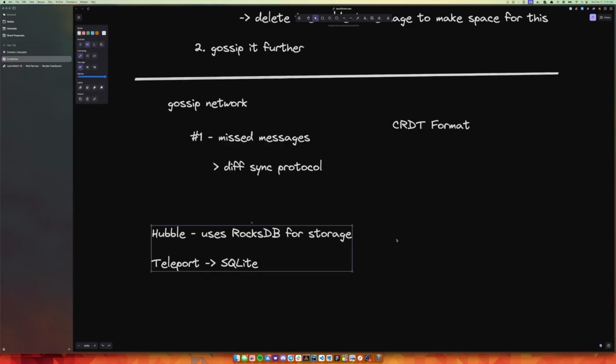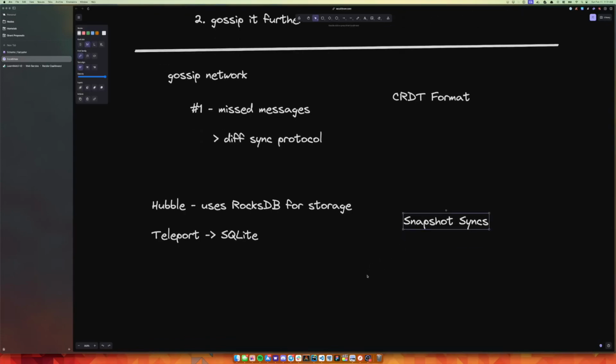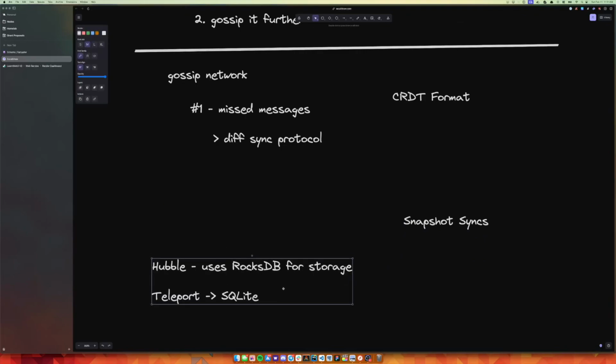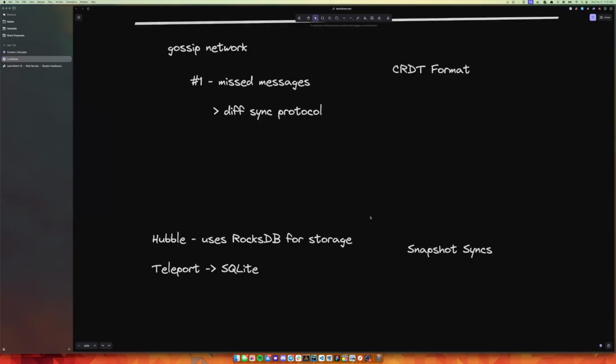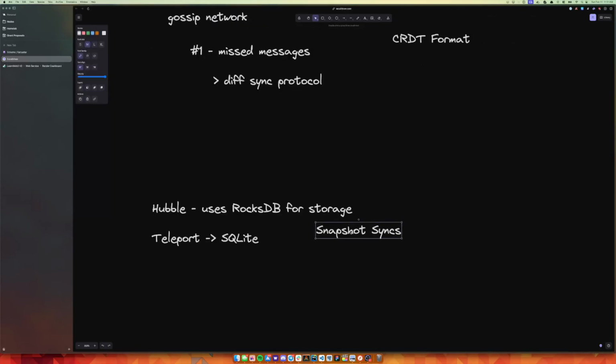However, there's another thing later on that happens. Actually, this has implications for how snapshot syncs work in hubs. I think I spoke about this a bit too early. Sorry about that, I'm freestyling. We'll get to snapshot syncs, but just keep this in the back of your mind: we don't use RocksDB, we use SQLite.